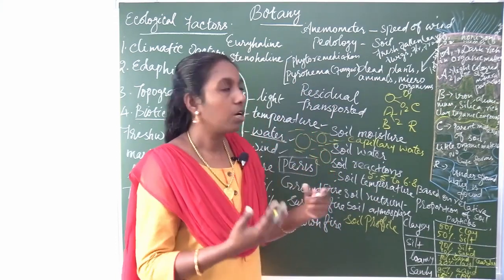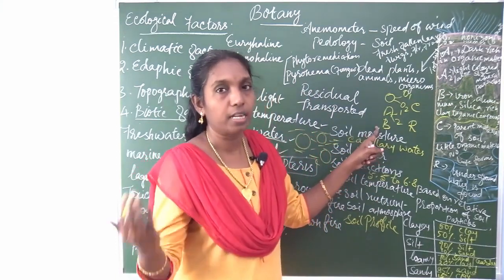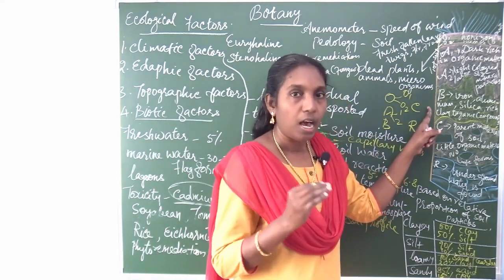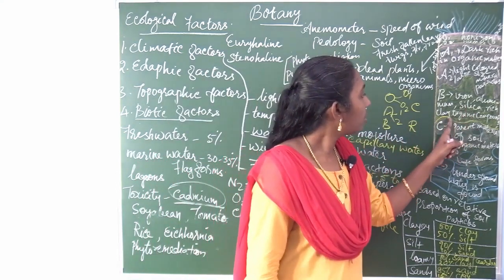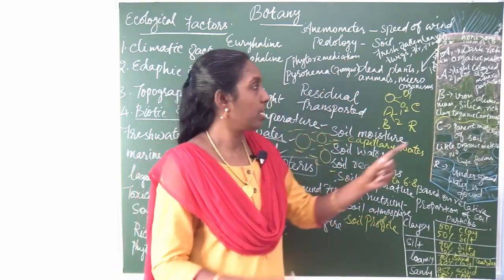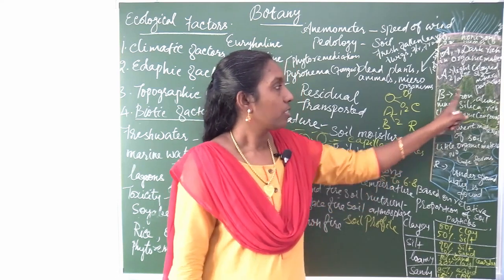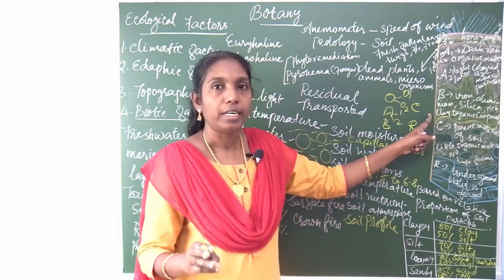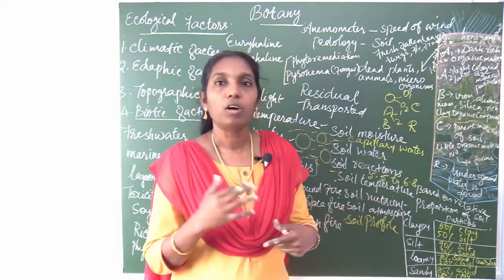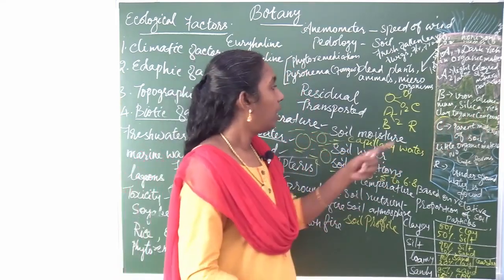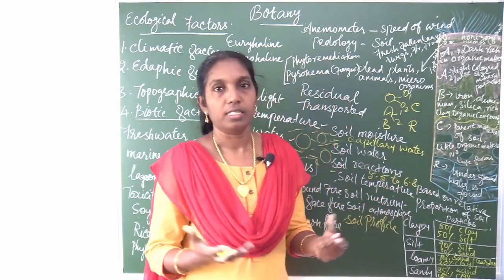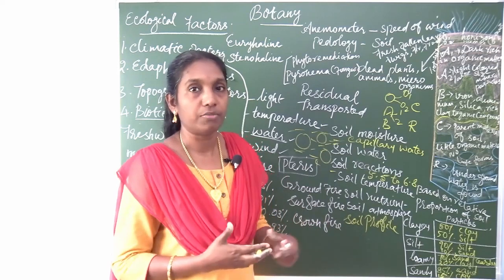Then the next layer is the B horizon. The B horizon consists of iron, aluminium, silica, clay and organic compounds. Then the C horizon is the parent material of the soil.